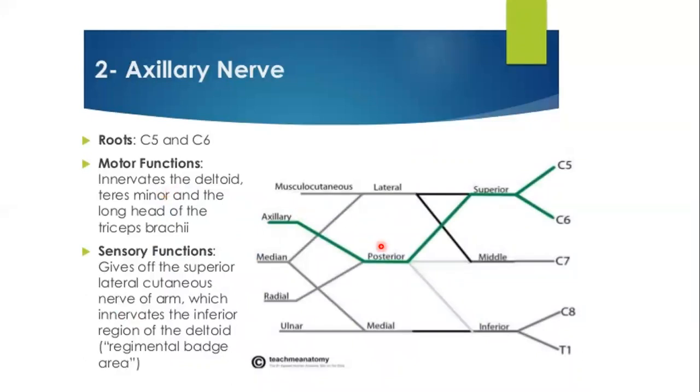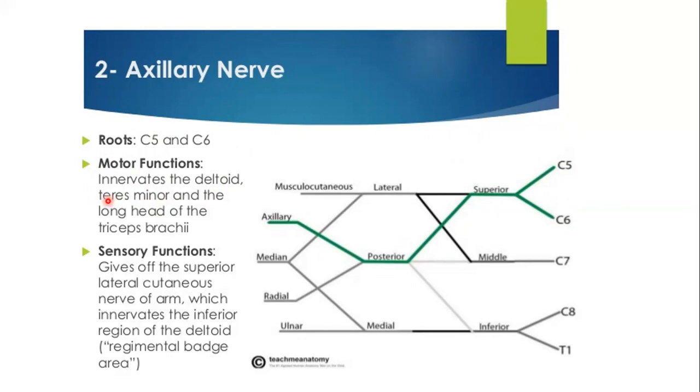This is the nerve which has its root value of C5 and C6, okay. These two roots contribute to the axillary nerve. It also has a sensory and a motor function. In its motor function, it innervates two main muscles. One is the deltoid muscle, and the other one is the teres minor muscle, okay.